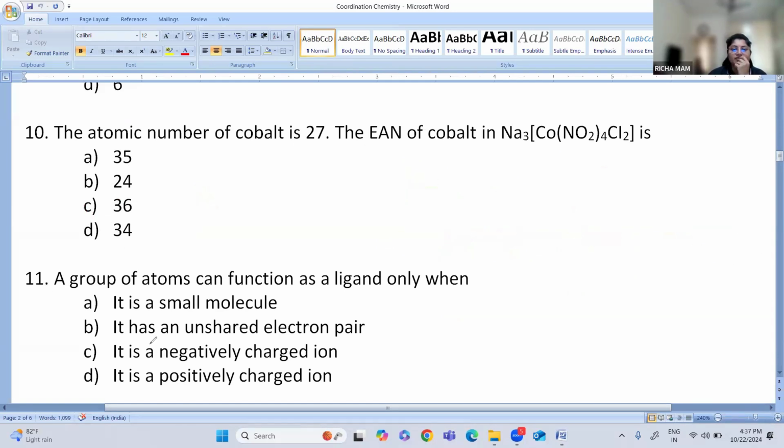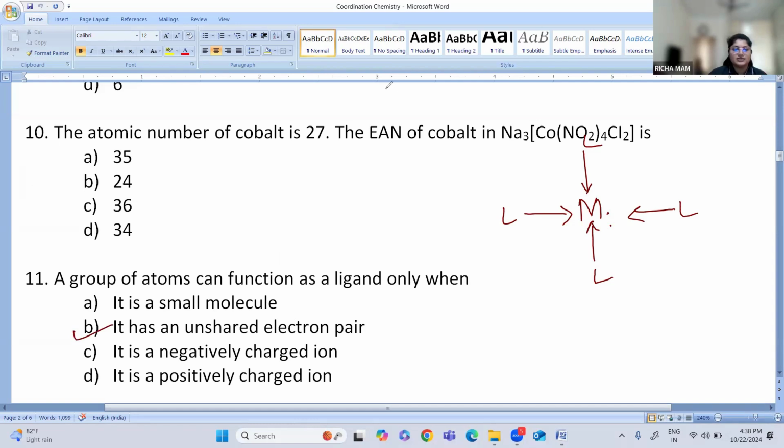A group of atoms can function as a ligand only when: it is a small molecule, it has an unshared electron pair, it is a negatively charged ion, or it is a positively charged ion. So how does a group of atoms act as a ligand? The ligand will attach to the central metal ion by donating a pair of electrons, by giving the unshared pair of electrons.